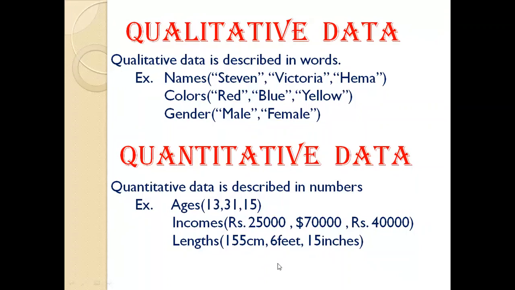Another example is a length of 155 centimeters, 6 feet or 15 inches. It is in numbers. That's why it is an example of quantitative data. Means qualitative data describes the quality and it is in words, and quantitative data describes the quantity and it is described in numbers.